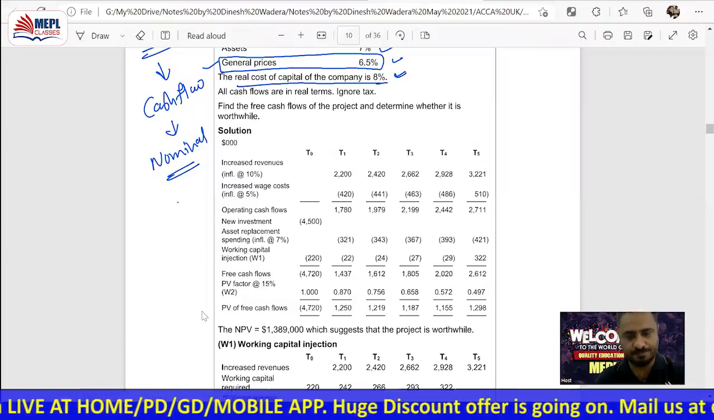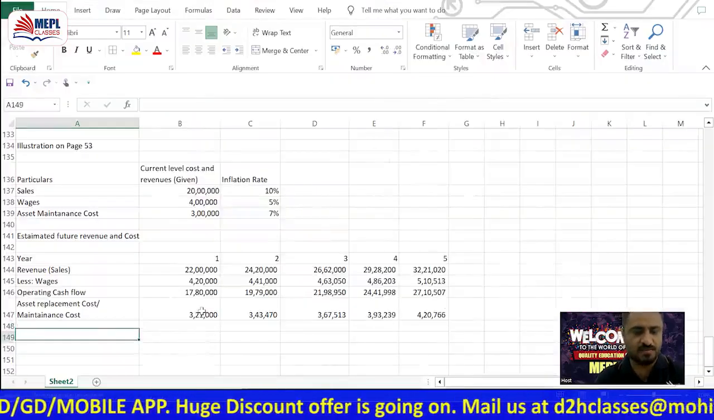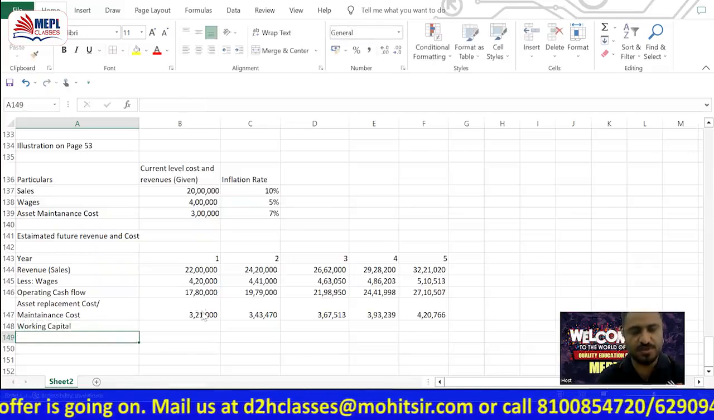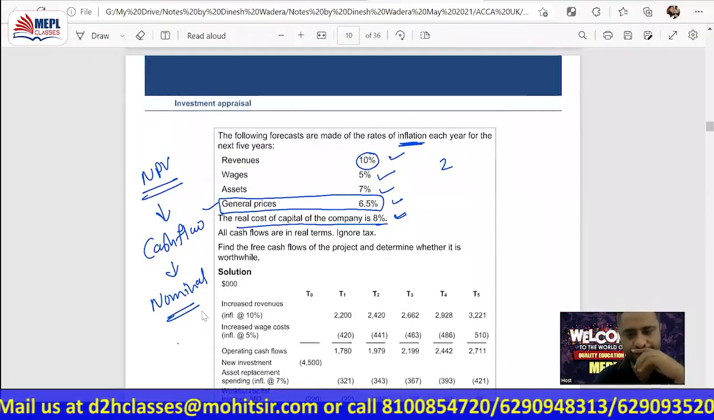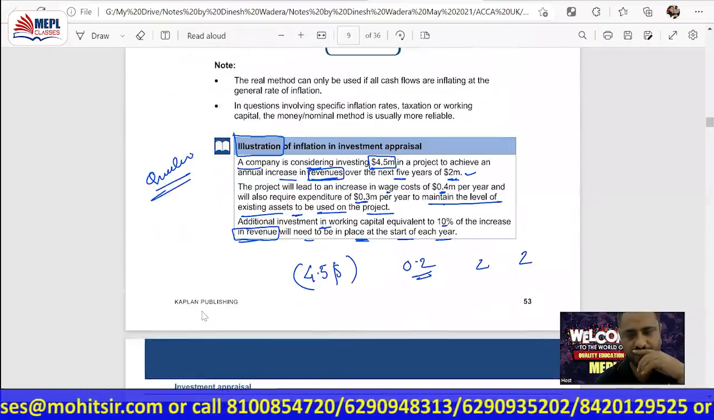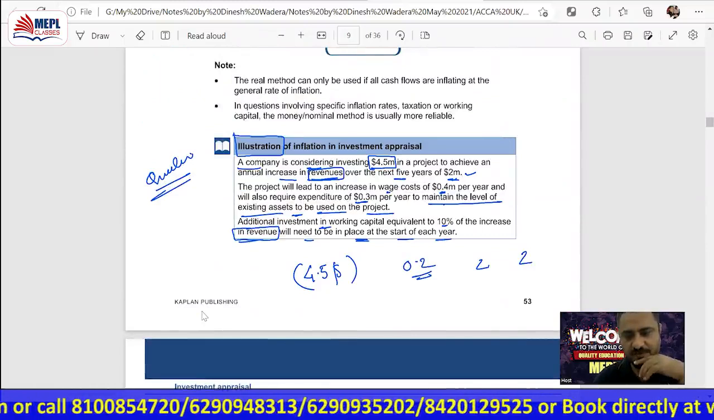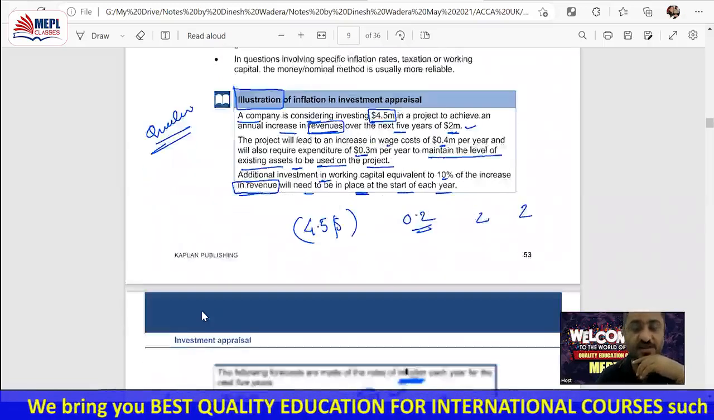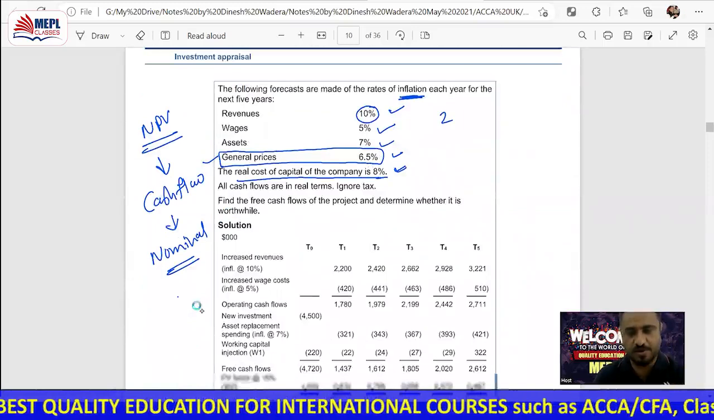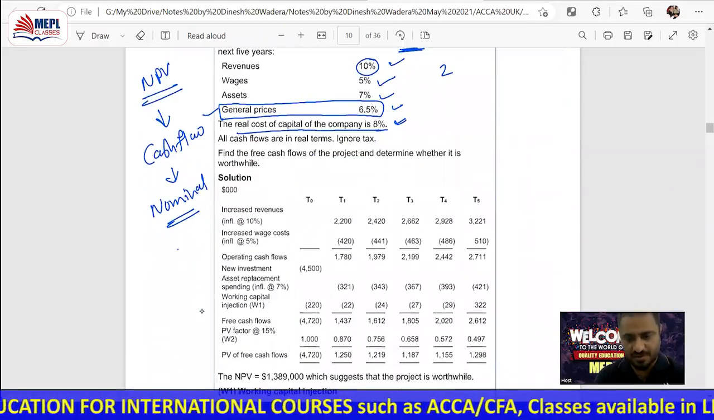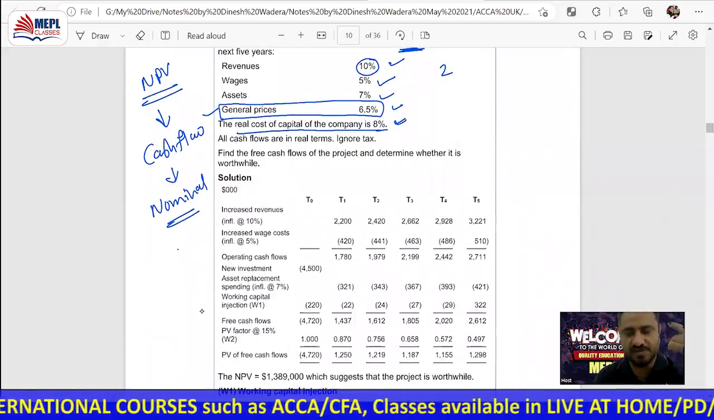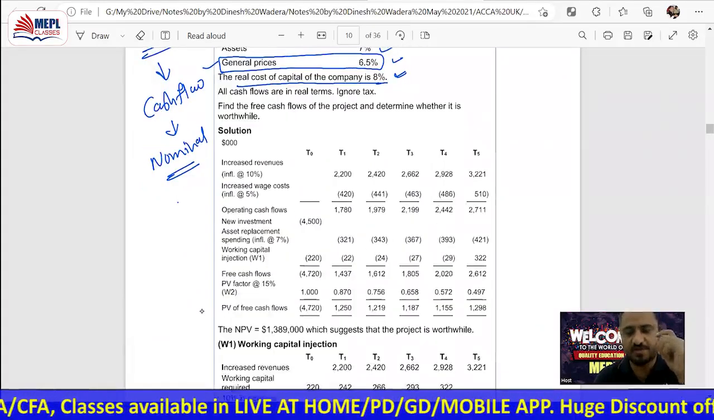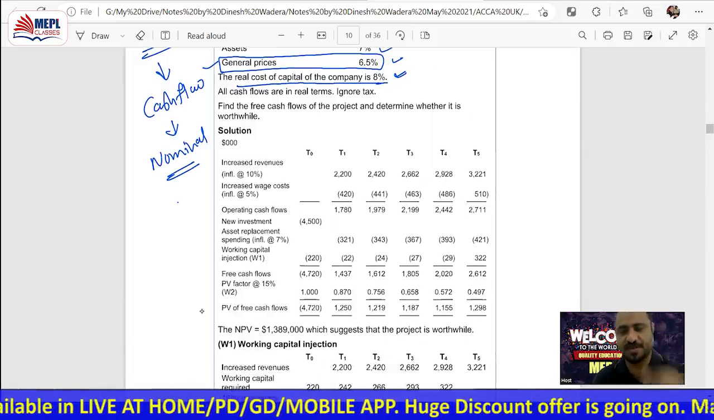And then you get free cash flow and working capital also. So look at the question here carefully. What do they say? The additional investment in working capital equal to 10% of the increase in the revenue will need to be placed at the start of each year. By whatever amount your sale is going to be increased, you have to place the equal 10% amount of that as a working capital, right?